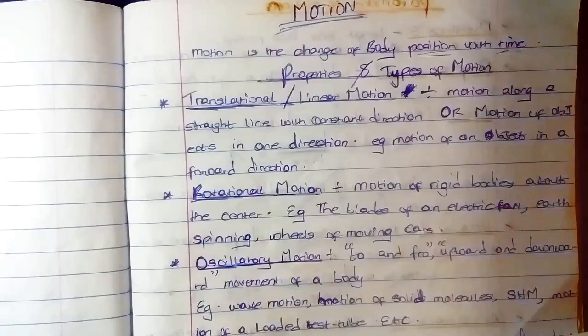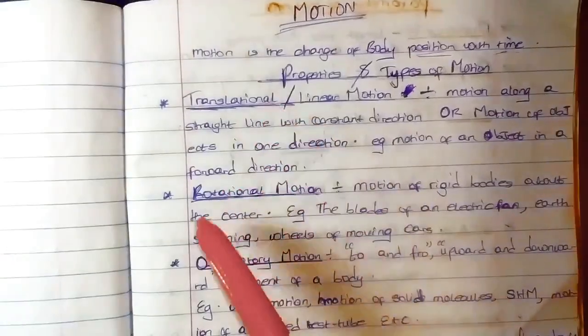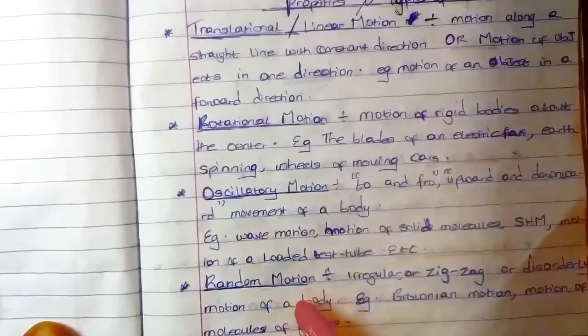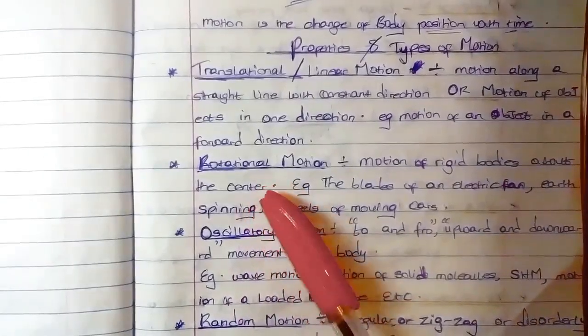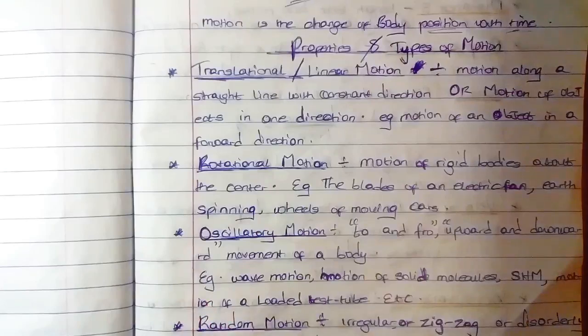Then we move to number two, the other types of motion. We have translational, rotational, oscillatory, and also random motion. Now, rotational motion. Most students confuse this with circular motion. Though they are alike, they are two different things actually. Rotational motion is the motion of rigid bodies about a center. There's a big difference between rotational motion and circular motion.